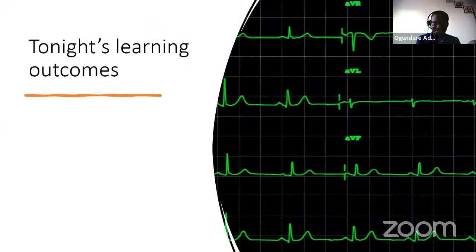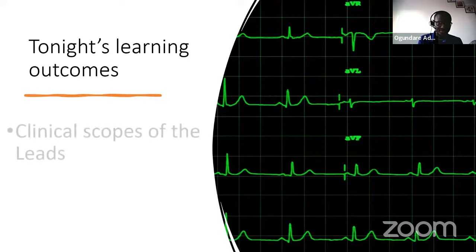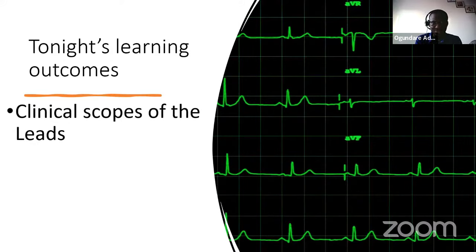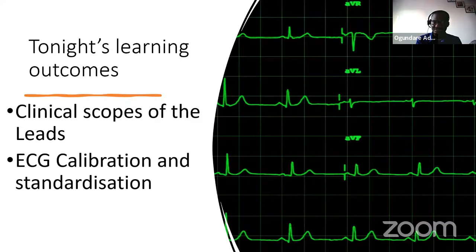So for tonight, it's going to be a quick one. We'll be talking about the clinical scopes of the ECG leads. Then one of the most interesting parts of ECG learning is the ECG calibration and standardization. This is where it becomes interesting, and I would like you to pay good attention at this point.